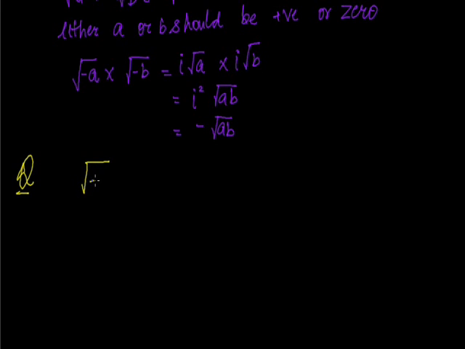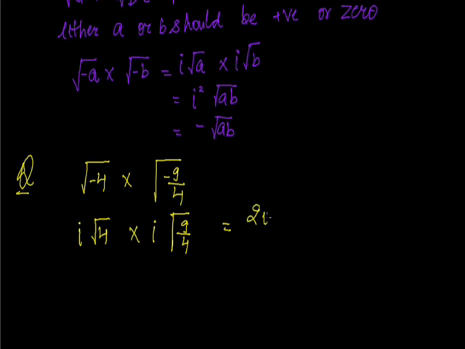It's given root of minus 4 into root of minus 9 by 4. This can be written as iota root 4, and this as iota root of 9 by 4, which is equal to 2 iota into 3 by 2 iota. The 2 into 2 cancels out, and we get 3 iota square. 3 iota square is 3 of minus 1, which is equal to minus 3.